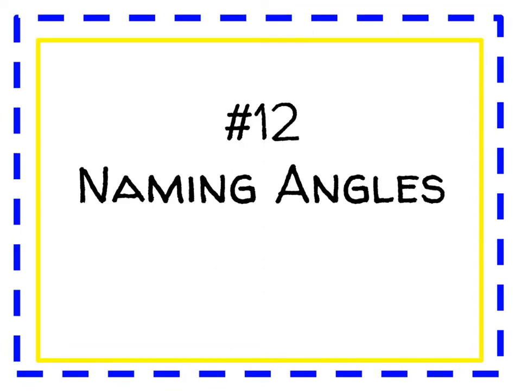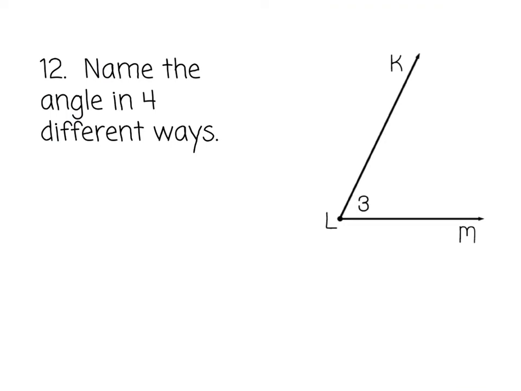Number 12 is about naming angles. Name the angle in 4 different ways. Okay, so when we name an angle, we have a ray here, this is a ray, and this is a ray, and they share a common endpoint.